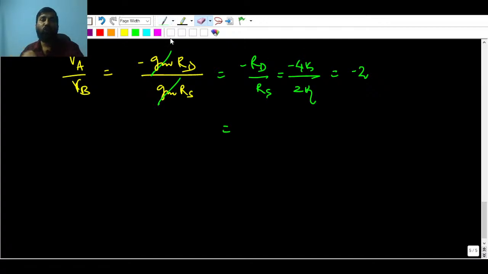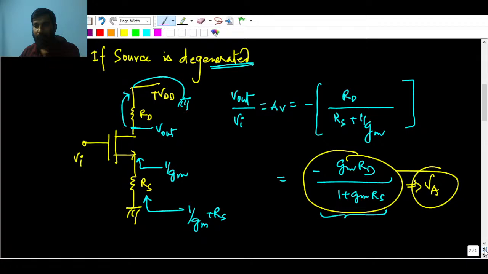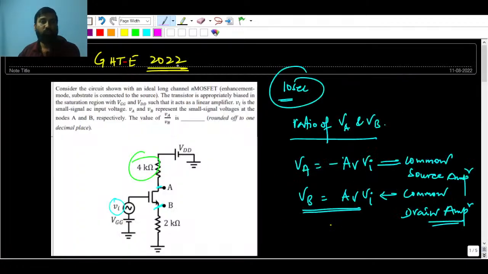You don't have to draw any kind of equivalent circuit. You must be able to write the gain by inspection. This was the main motive, to conduct this session live and to solve the question in front of you. I hope this makes sense for everyone. The answer for this question, which was asked in GATE 2022, is going to be minus 2.